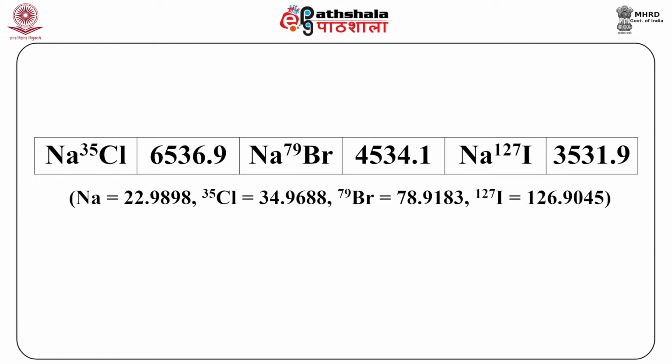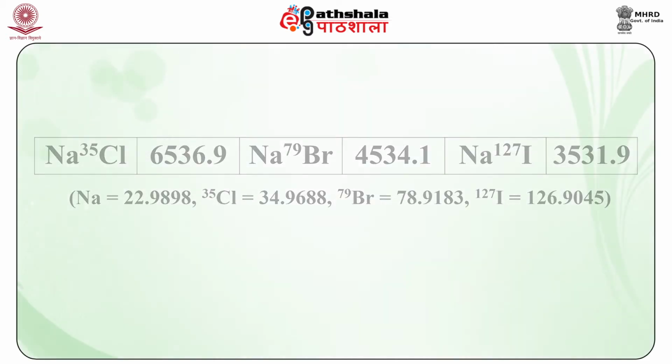So, the atomic weights of all of these are given: sodium, chlorine 35, and that is approximately equal to 35, and for bromine it is approximately 79, and for iodine it is approximately 127. But these are not exactly 23 or 35 or 79 or 127, and you have to find out the exact reduced masses using these values.